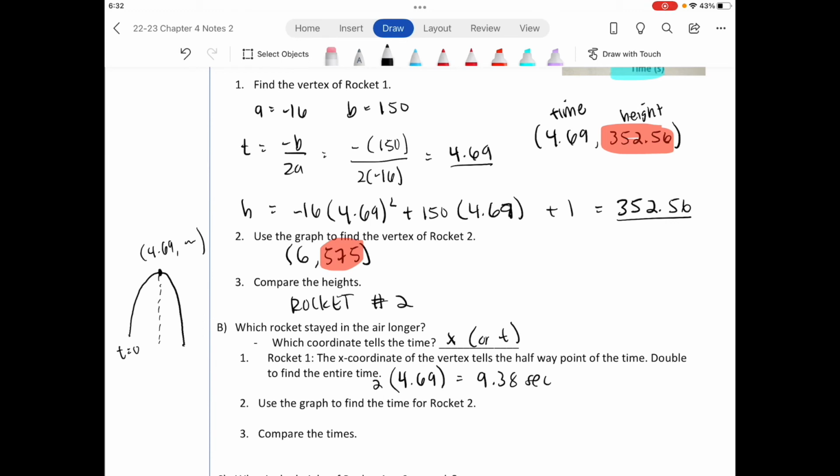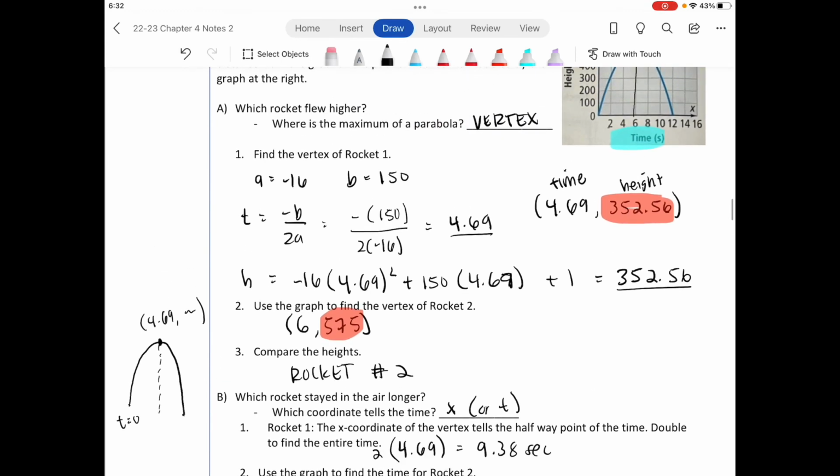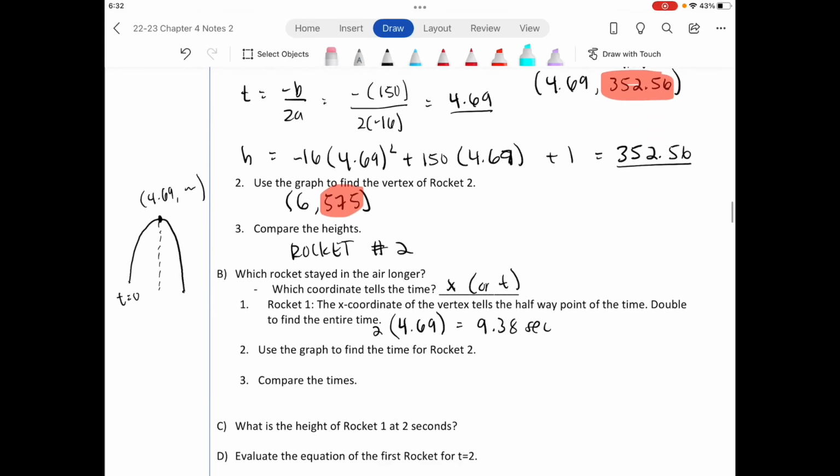Then we can use our graph to find the time for rocket number 2. We're starting at 0. It looks like it touches the ground here again when t is 12. So it's going to be 12 seconds for our second rocket. We can compare those times, and rocket number 2 also stayed in the air longer.